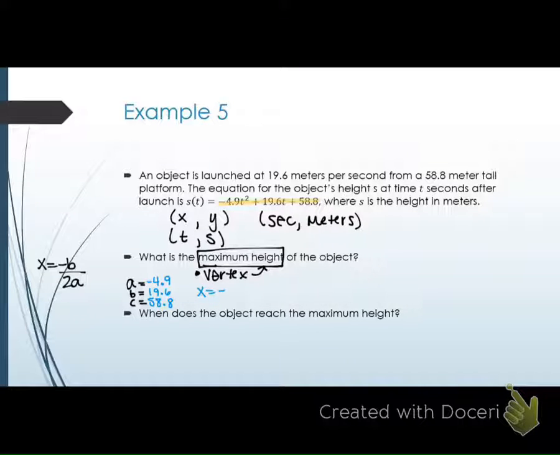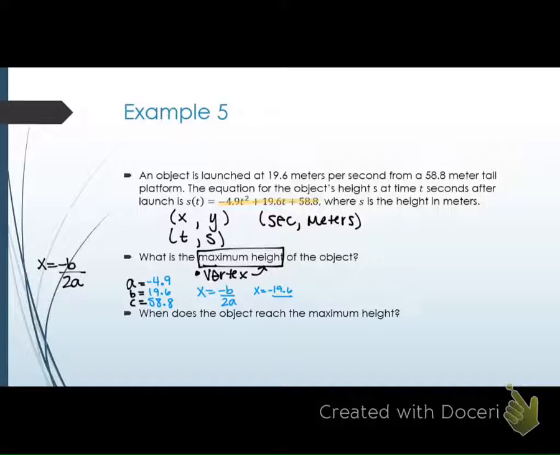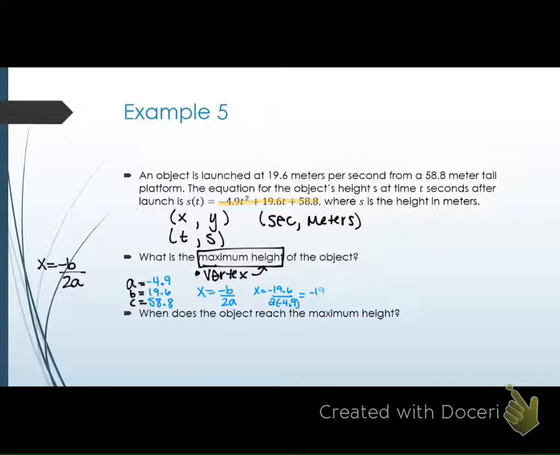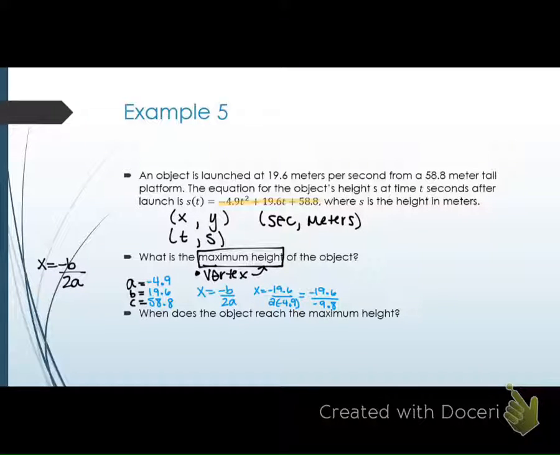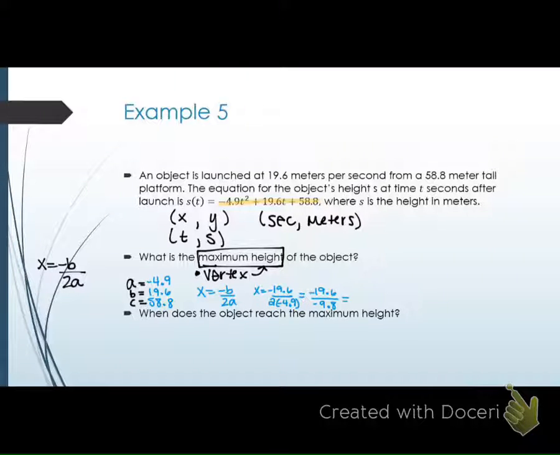So, x equals negative b over 2a. What is the opposite of 19.6, over 2 times negative 4.9? What is negative 4.9 times 2? Okay, so we get negative 9.8 in our denominator. Go ahead and divide those. We know it's going to be positive because a negative and a negative is a positive. And you can give me the decimal.